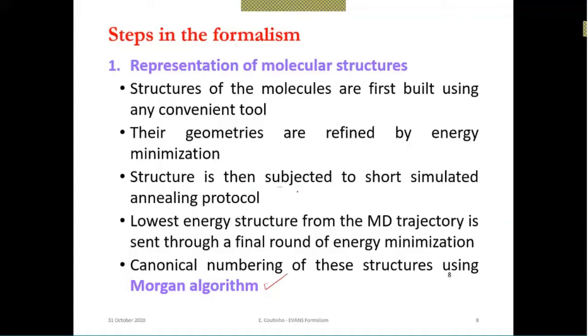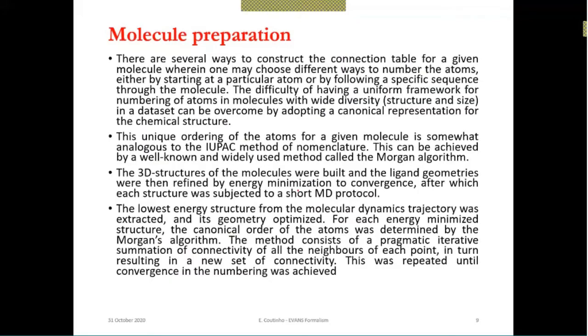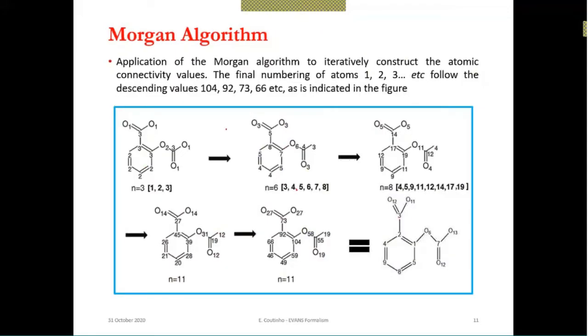Now I talk a little bit about this Morgan algorithm. So let's take an example, okay? We have this molecule which has some ester functionality and another functionality here. Okay, this is a hypothetical structure, don't worry about it. So let's look at the connectivity. Atom O1 has one bond, and therefore we have this single connectivity.